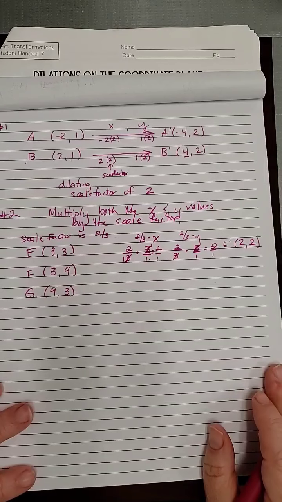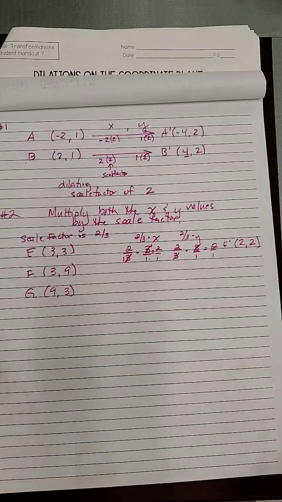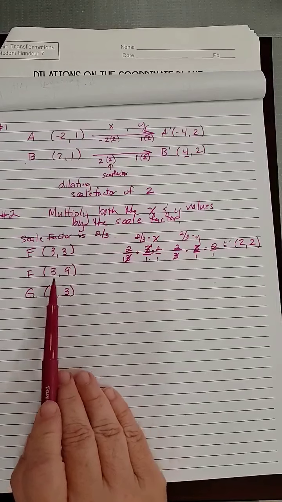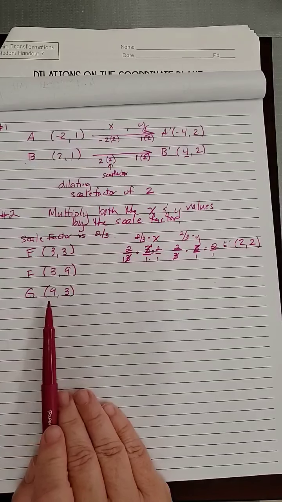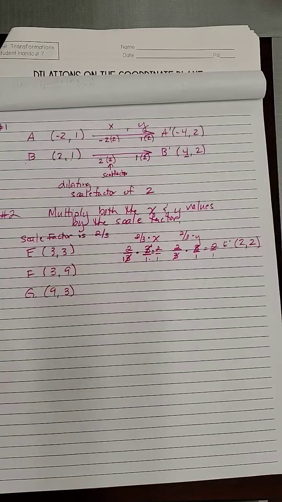Now go ahead and stop the video and dilate point F and point G using the scale factor of 2/3 to find their new location. And also you can write the algebraic rule for that problem. Turn the video back on when you're done.